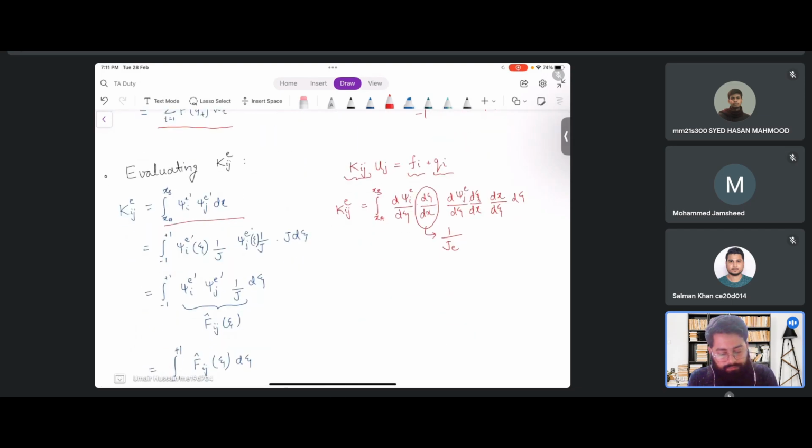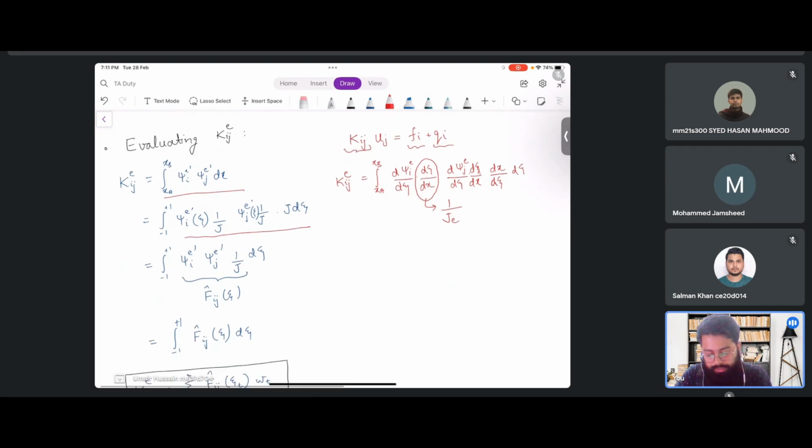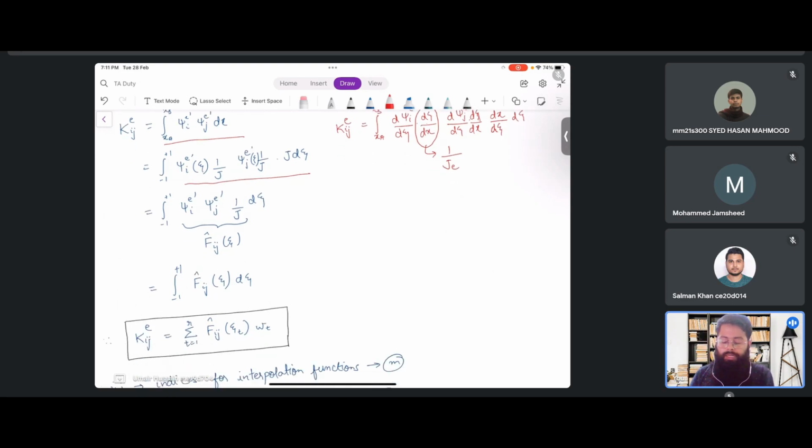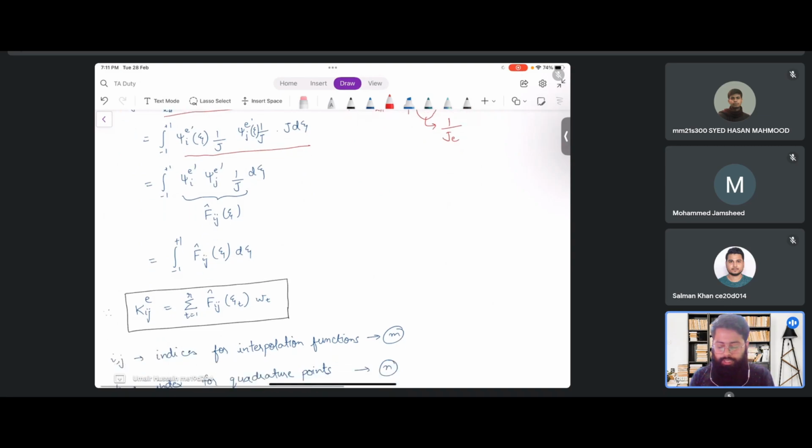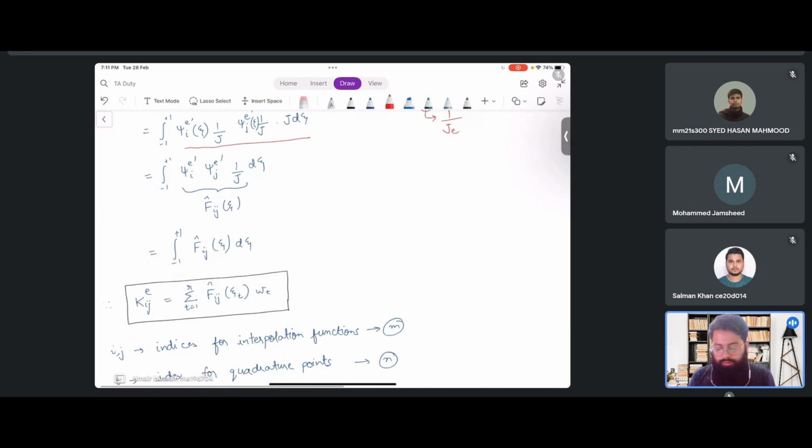So we can write this as, here, and at the end we get a function which is purely written in terms of zeta, and now we can simply apply the Gauss quadrature formula to get the desired integral.